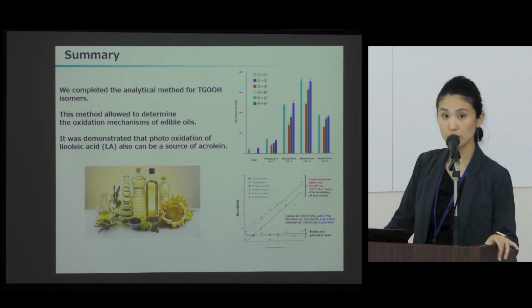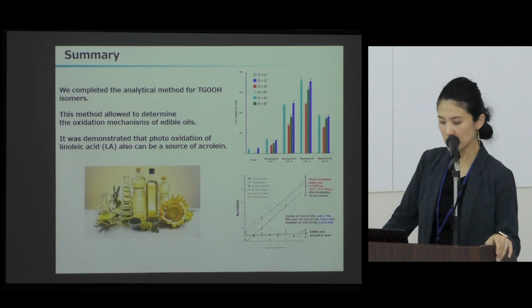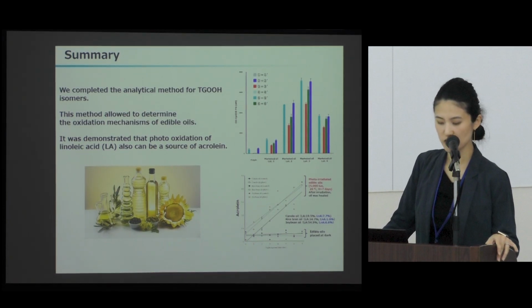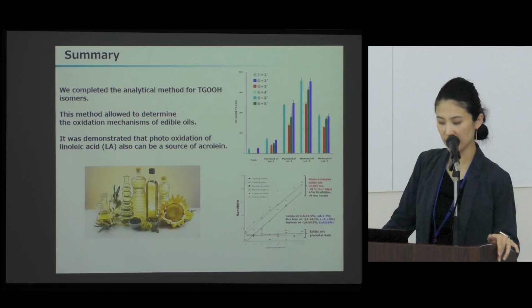So here is a summary of my presentation. Our analytical method allows us to analyze the TGOH isomers, which give the oxidation mechanism. Moreover, we expected that edible oils are affected by photo-oxidation despite being unopened. And we demonstrated that photo-oxidation of LA and ALA can also be a source of acrolein.